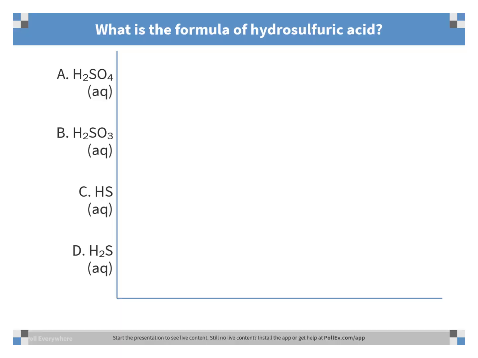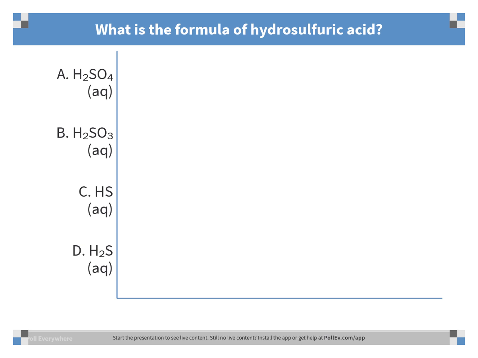The correct answer is D, H2S aqueous. Since it has the naming format hydro-something-ic acid, it must be a simple binary acid. The something in this case is sulfur, so our compound must have hydrogen and sulfur. The hydrogen is a +1 ion and the sulfur is a -2 ion. So when we crisscross, we get H2S. Again, don't forget the aqueous symbol, especially for the simple binary acids.